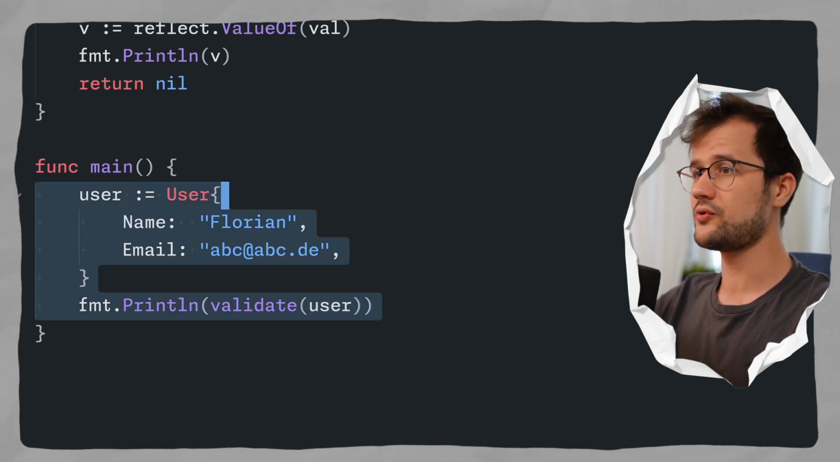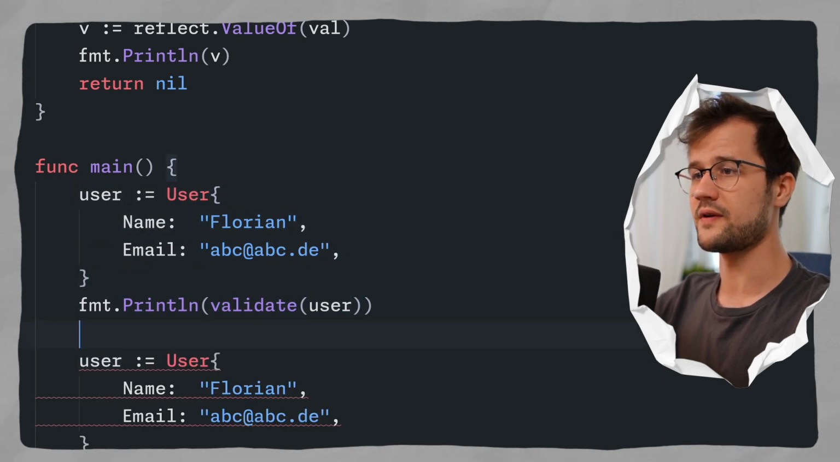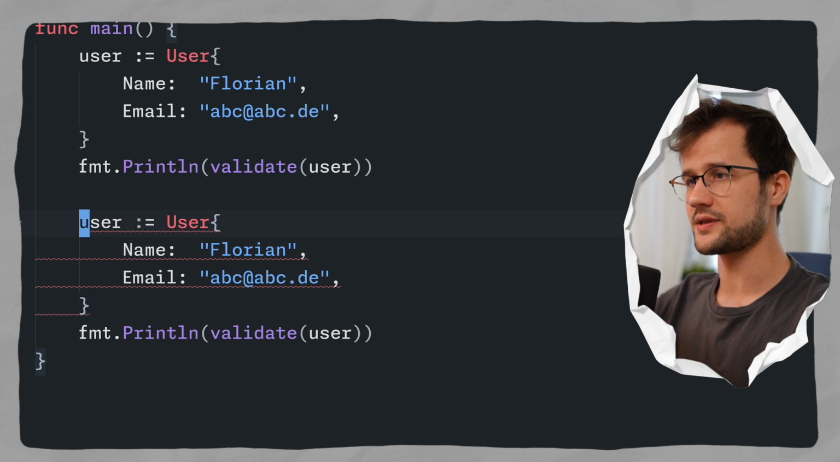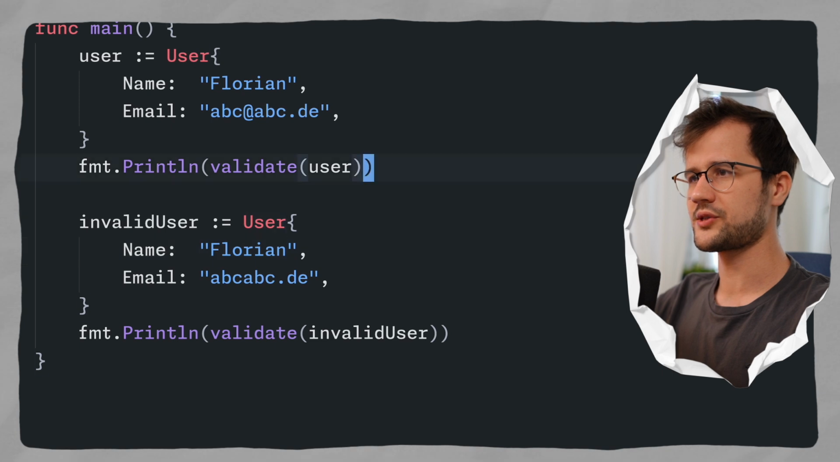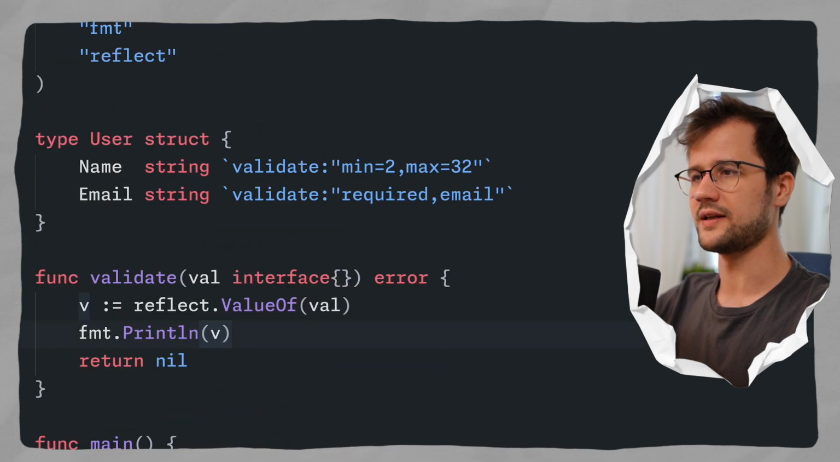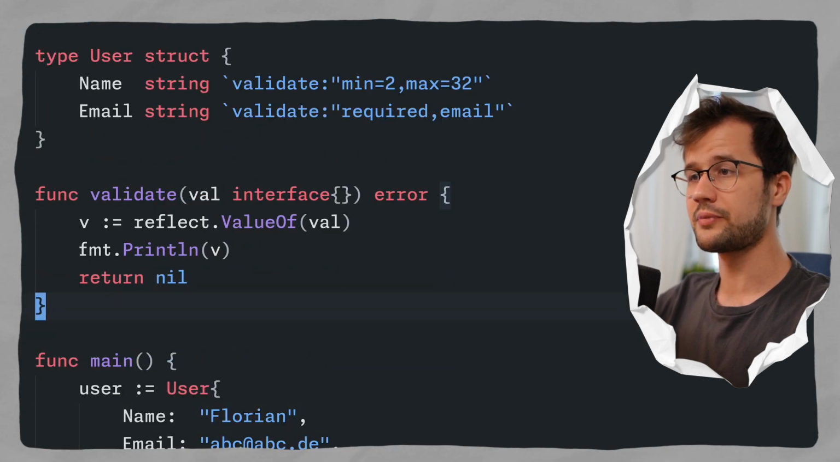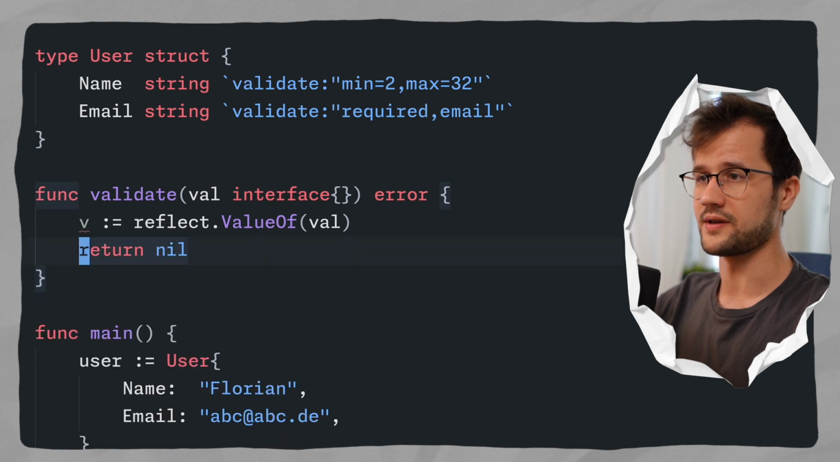So let's quickly do the same thing with just an invalid user, right? Let's say invalid user here, and let's remove the @ in our email. All right, let's get back to our validate function and implement the logic for it.